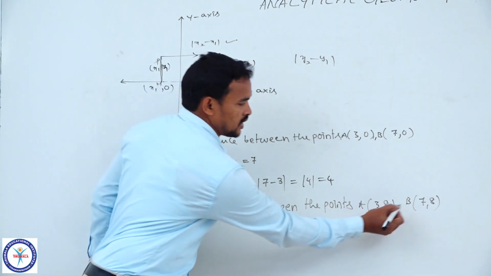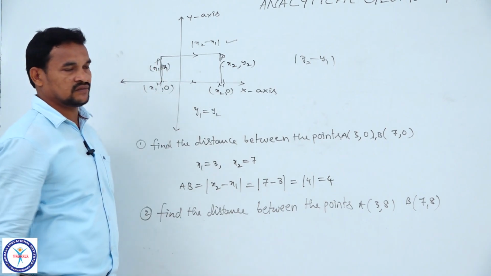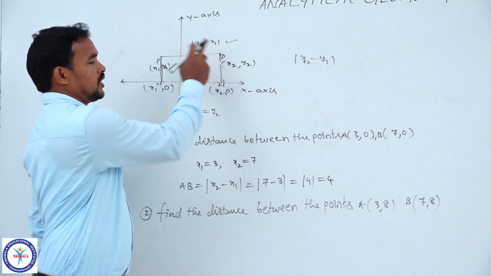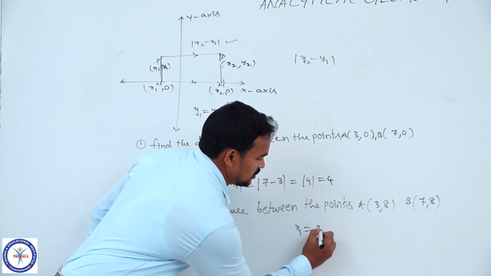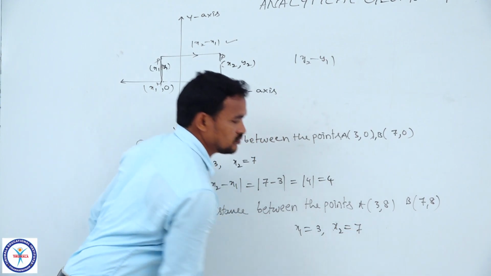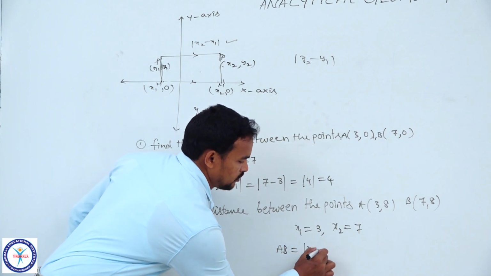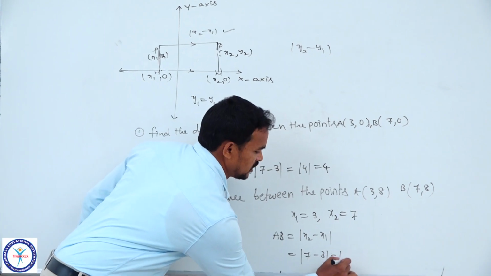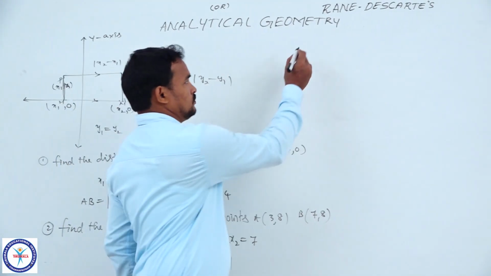Similarly, here also the y coordinates are equal, which means that when these two points are joined, the line segment is parallel to the x-axis. When it is parallel to the x-axis, again the distance between them is mod x2 minus x1. So here x1 is 3 and x2 is 7. So the distance between A and B is mod x2 minus x1, which is mod 7 minus 3, nothing but mod 4, again equal to 4. One more example.